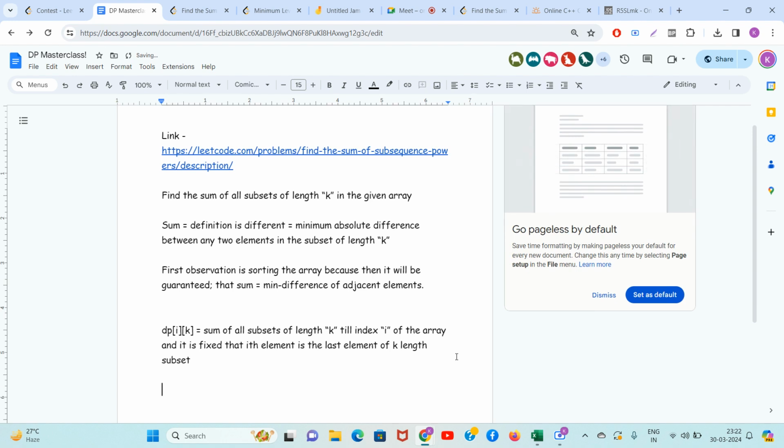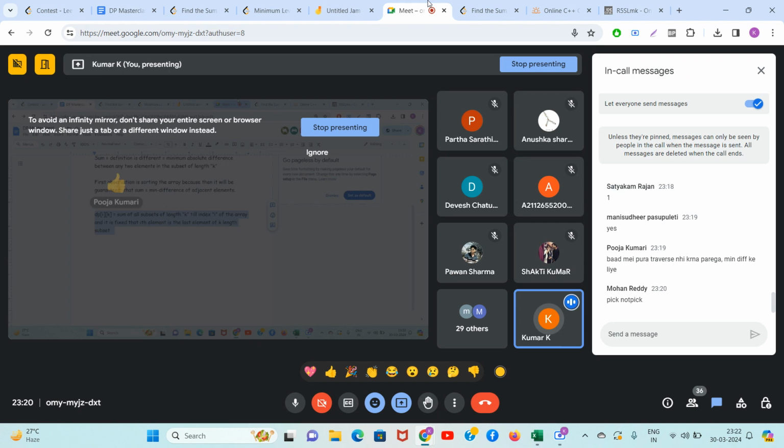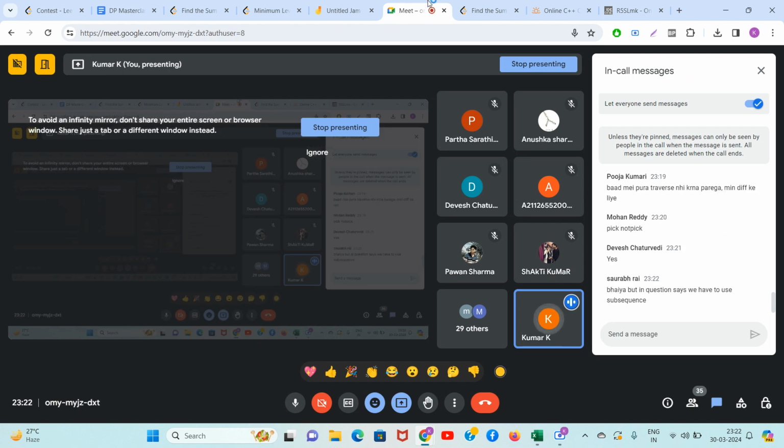k length subset. Now guys, you must have watched at least 5-10 DP sessions or you are not going to understand what I'm telling you. That's why I made you do the prerequisite course. Okay, so guys, did the smart people understand what is the state which we are trying to make? Everyone please write in the chat.